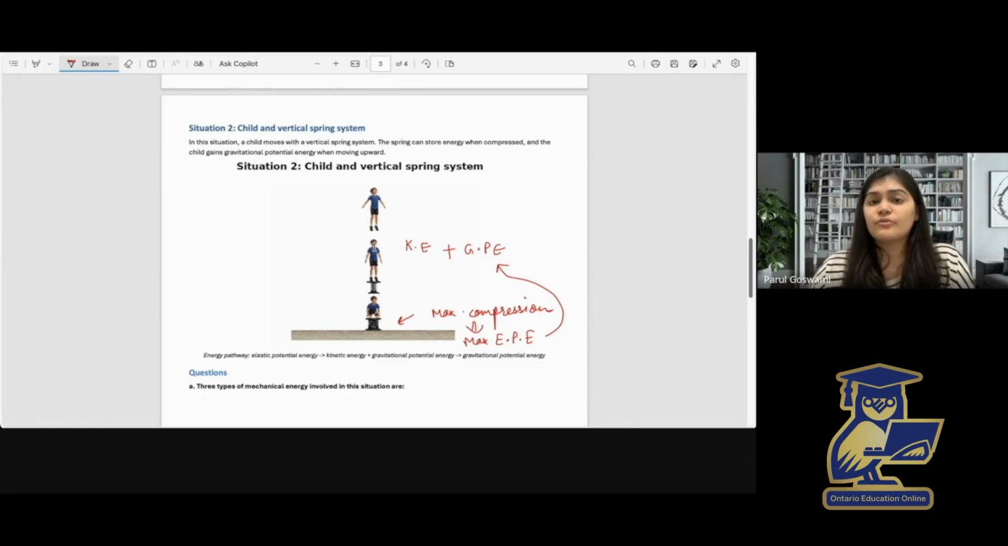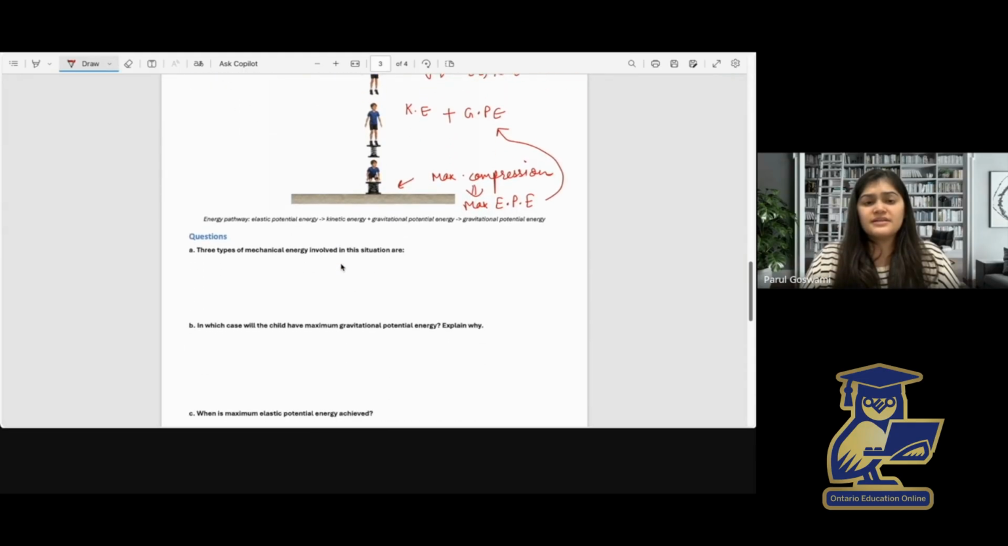So at the highest point, the child reaches the maximum height. At this point, gravitational potential energy is maximum and the child is momentarily stopped before coming back down. So we can say V equals 0. So at this particular point, height is maximum and the child is momentarily stopped. So V equals 0, so it implies KE equals 0. So the only energy that we will get would be GPE.